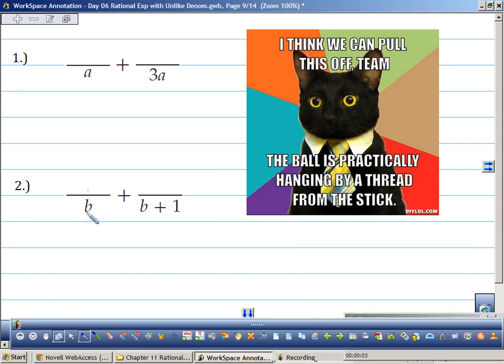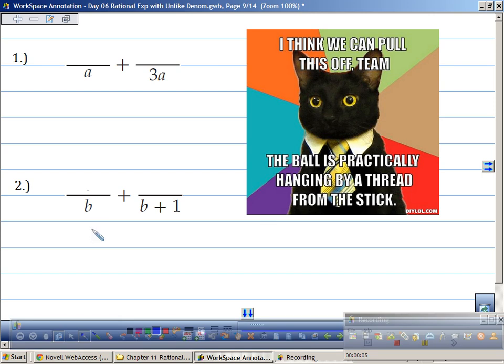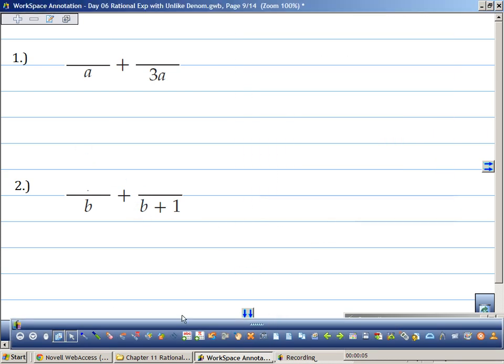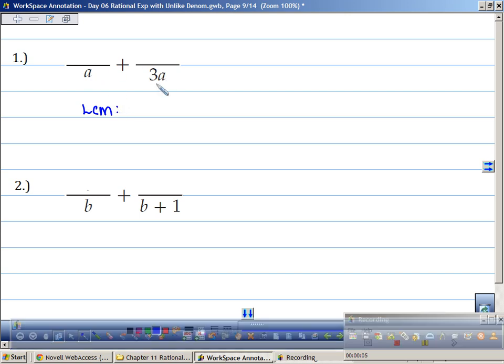Okay, let's begin. So let's talk about adding, just looking at the denominator and making it a like denominator before we go back and really start adding these two rational expressions. So let me get rid of my cute little picture and talk about our LCM. What is the LCM of A and 3A?